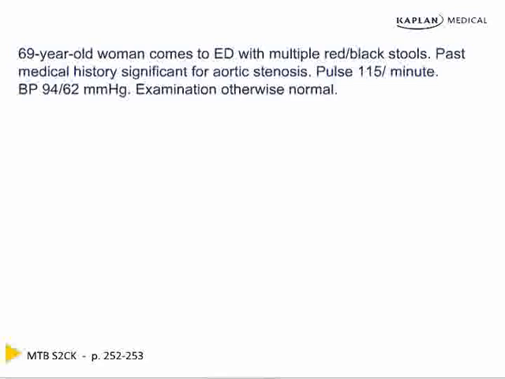A 69-year-old woman comes to the emergency room with multiple red-black stools. Her past medical history is significant for aortic stenosis. Her pulse is 115 and her blood pressure is 94/62. Her exam is otherwise normal. What is the next best step in managing this patient?